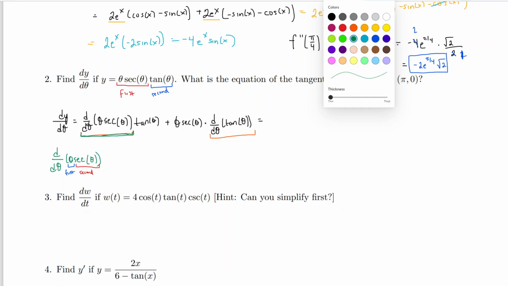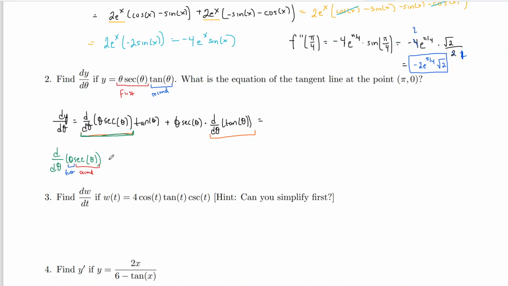And just to make sure I keep it separated visually from this one, I'll keep doing it in green. The product rule says do the derivative of the first, d over d theta of theta, times the second, secant of theta, plus the first, theta, times the derivative of the second, secant of theta. And now we can directly do these derivatives because we do not have any more products or anything like that.